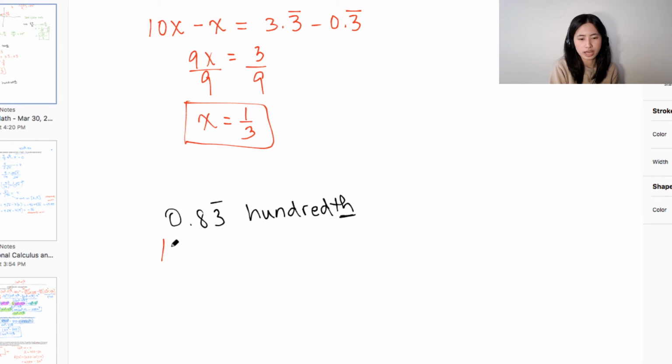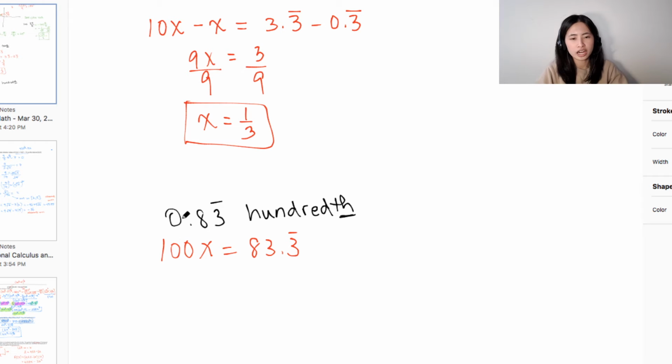So this is 100x. Does that make sense? Now that this is 100x, this is going to be 83.3. The goal of multiplying by 10x and 100x is to bypass your decimal number that is repeating. You have 0.83, and you want to move 2 places to the right. That's why it's twice, because there are 2 zeros, and to the right because you're multiplying. That's why it's 83.3 now.